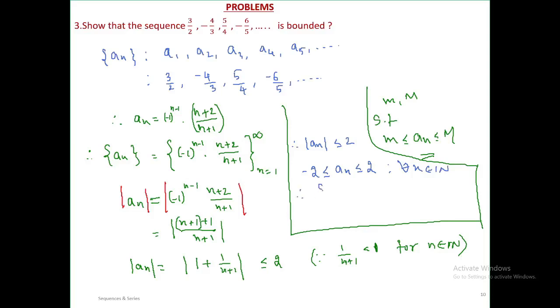So the sequence an is nothing but the given sequence. So this one an is bounded sequence. One upper bound, one lower bound should be required. That's it. So any number more than 2 is also an upper bound. You can write this one as minus 3 less than an less than 3 also. That is also true. Therefore the given sequence is bounded sequence. So this is a way of showing the given sequence is bounded.